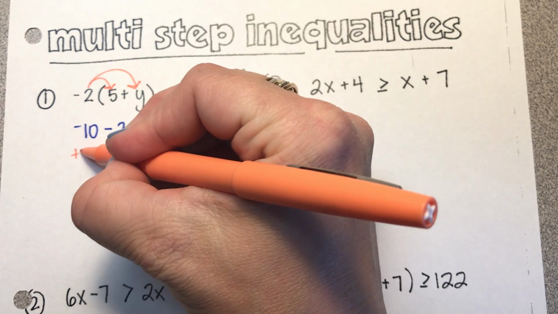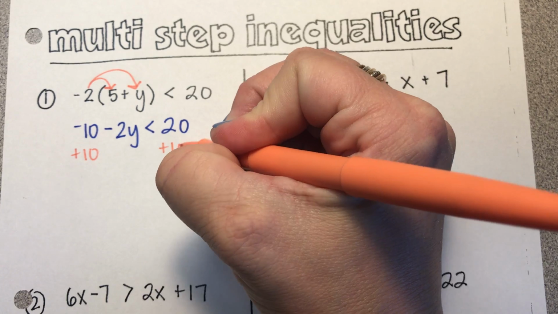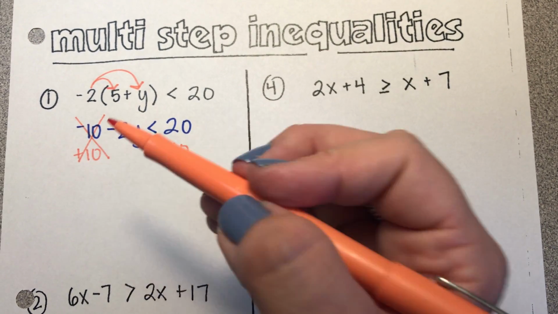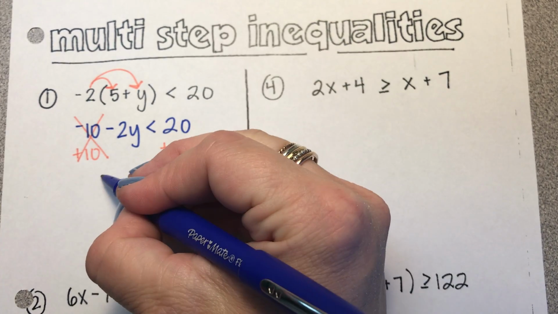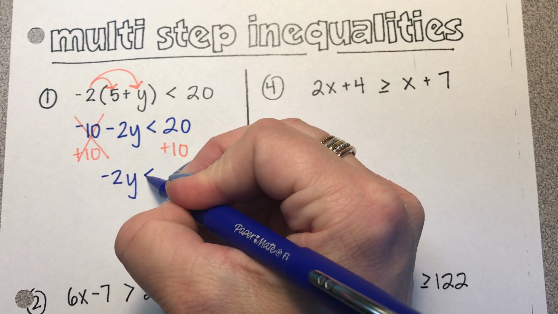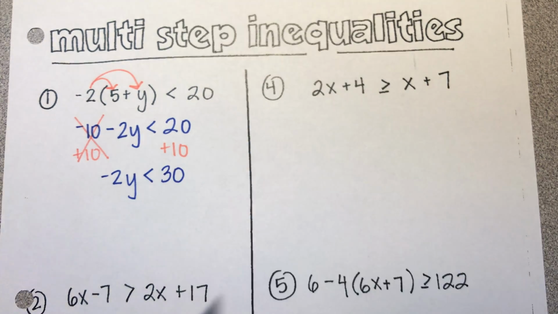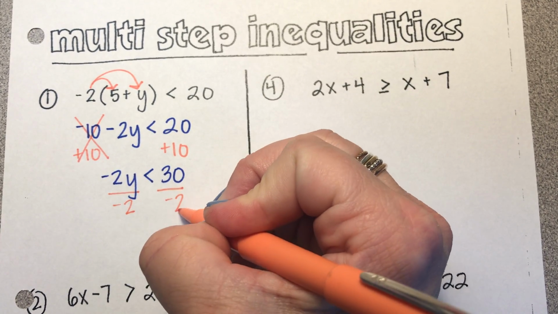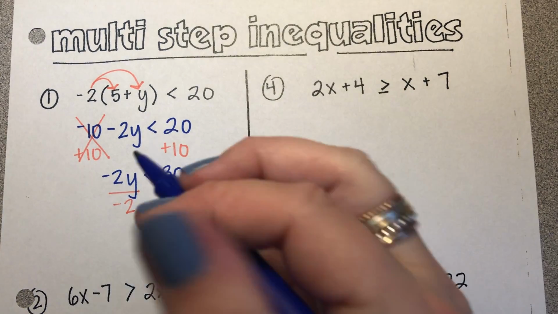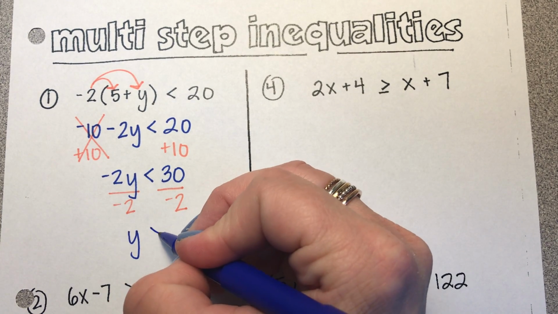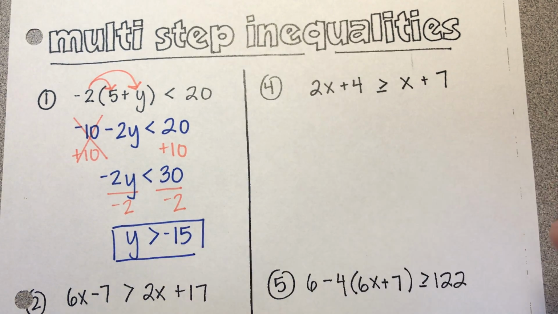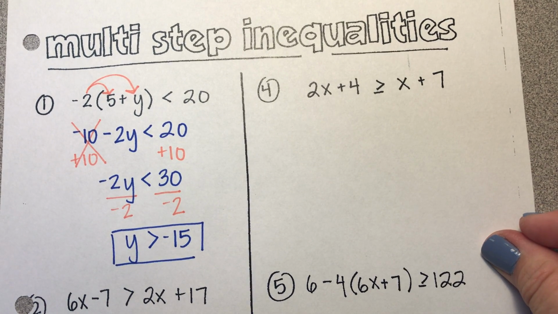Now I'm going to add 10 to both sides because I want these to cancel out, right? Minus 10 plus 10 is 0. So what's left is negative 2y is less than 30. So now I'm going to divide by negative 2. Am I going to flip my sign? Yes, because I divided by a negative number. So I flip my inequality.